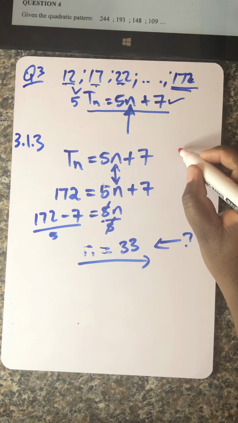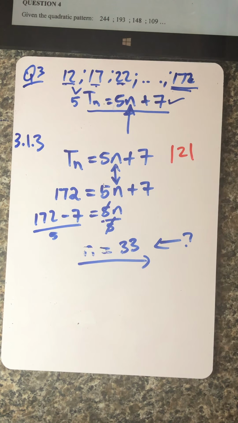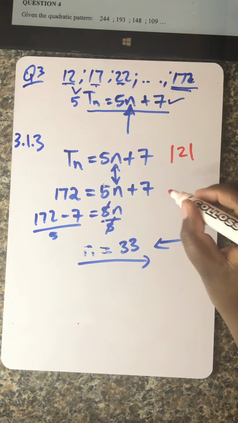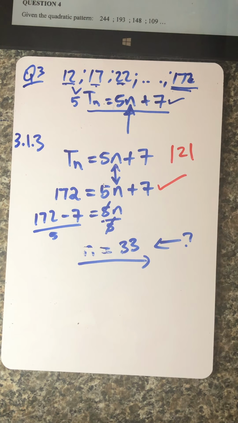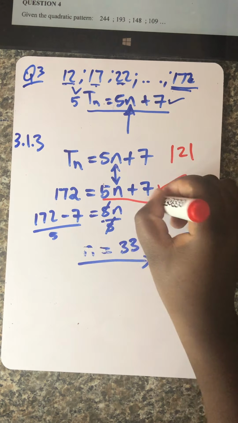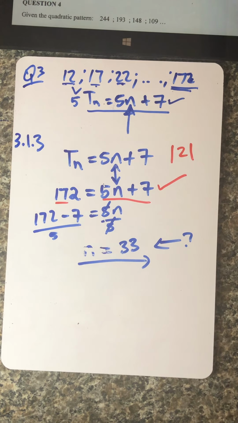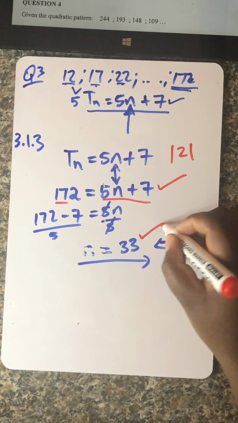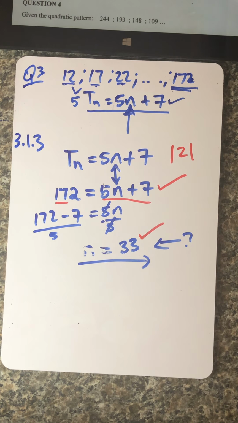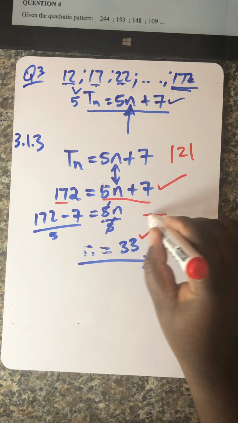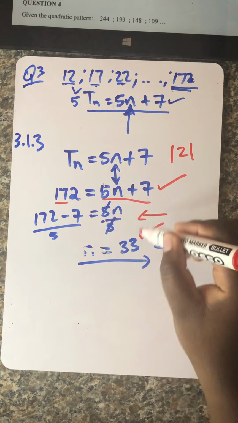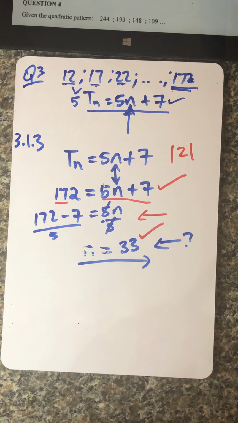So now where do you score your marks? Obviously, for that equation where you equated the whole of this to 172, this is where you score your first mark. Your final answer will be allocated a mark. That means for the step where you show how you get that 33, you don't score any marks there. Ladies and gentlemen, very, very much important.